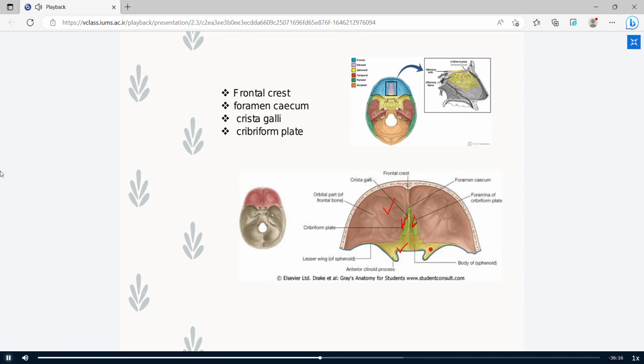At the anterior, you can see the ethmoid bone horizontal plate has two wings and attaches to the frontal crest and forms the foramen cecum between these structures. Foramen cecum is a foramen between the frontal crest and the horizontal plate of the ethmoid bone.